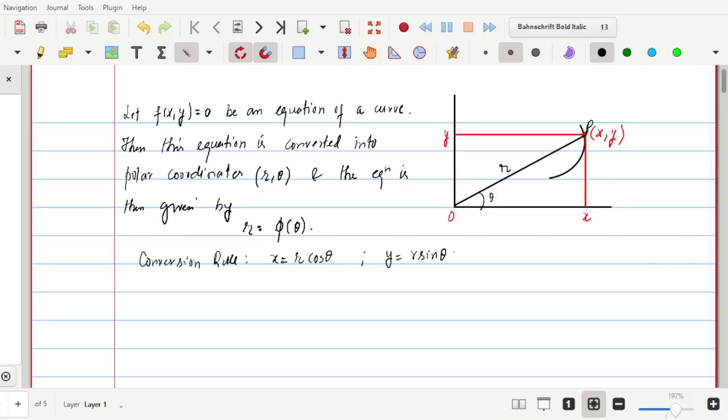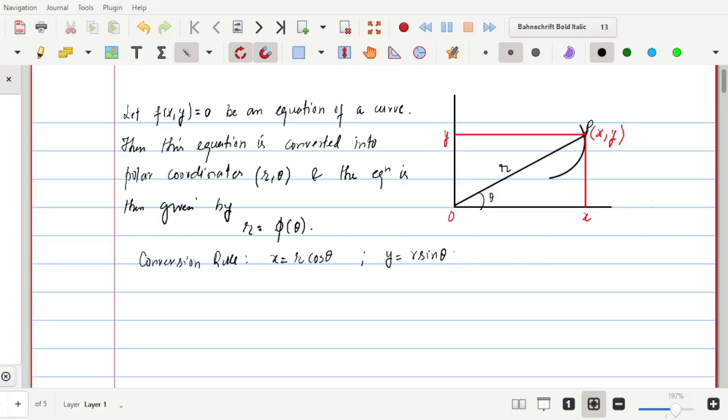Here we shall also try to see how these conversion formulas are made. They are not actually chosen randomly, but they have a special meaning. If we look at this figure, which is OXP, suppose we consider this as a right angle triangle, with the right angle at this point X, and theta is the angle between the side OX and OP. So in this right angle triangle OXP, OX is the base and OP is the hypotenuse, and similarly PX is the perpendicular, or we can call it the height.